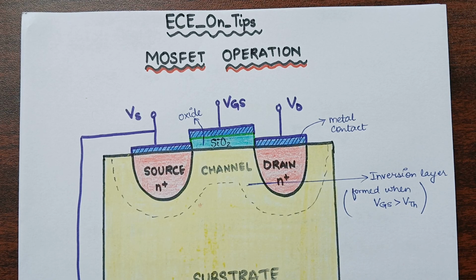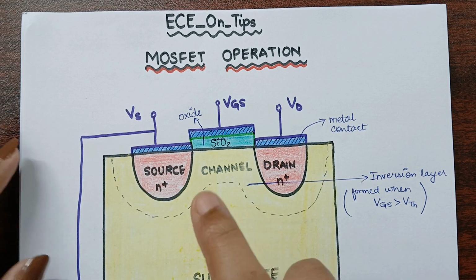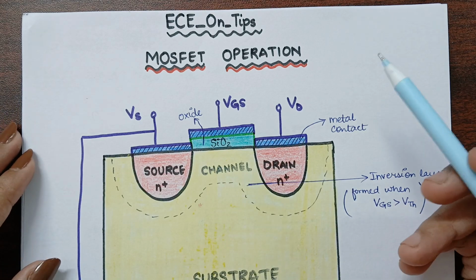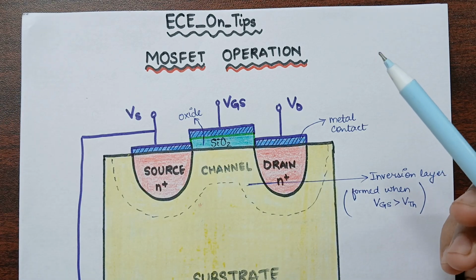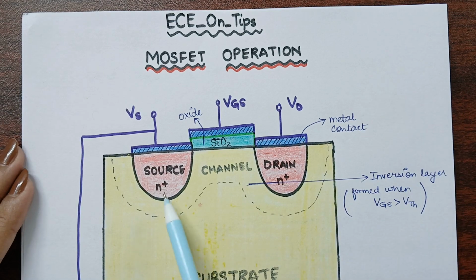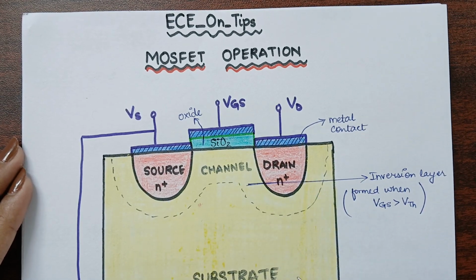I'm Samiksha Shrivastava. In today's lecture, I will be teaching MOSFET operation. So what is a MOSFET? MOSFET is a metal oxide semiconductor field effect transistor, and it is a three-terminal device, and it consists of a source, channel, drain and a substrate. And it is also called the body.